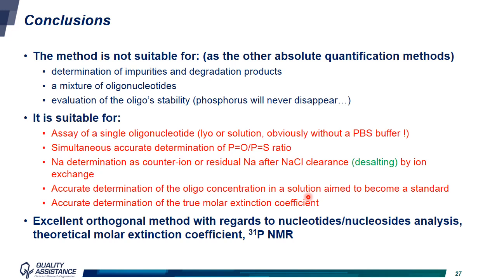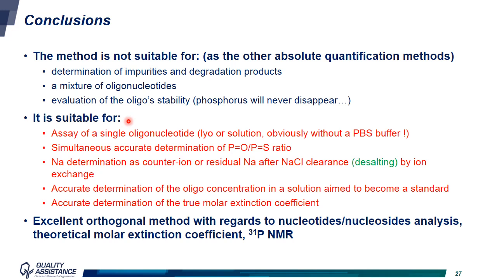However, as with the other absolute quantification methods, this one is not suitable for the determination of impurities and degradation products, nor for a mixture of oligonucleotides, nor for the evaluation of an oligo's stability. Obviously, phosphorus will never disappear.